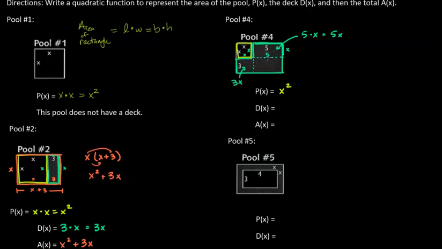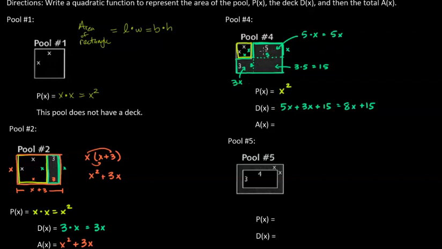This rectangle, we can see it has this side, which is 5, and then this side would be 3, the same as this segment over here. So this rectangle would have an area of 3 times 5, which is 15. So all together, the three rectangles together would be 5x plus 3x plus 15. I just added these three areas together, and that's going to give me 8x plus 15 for the deck area.